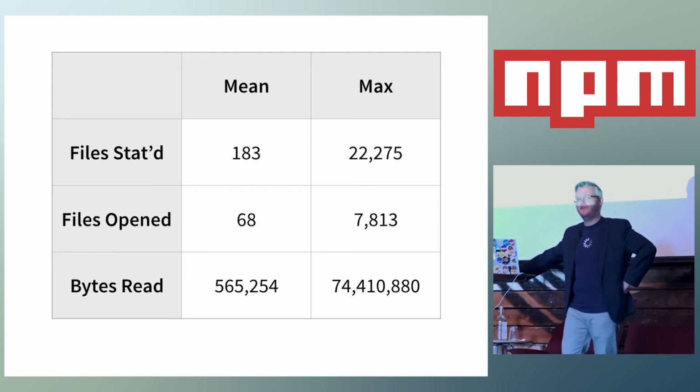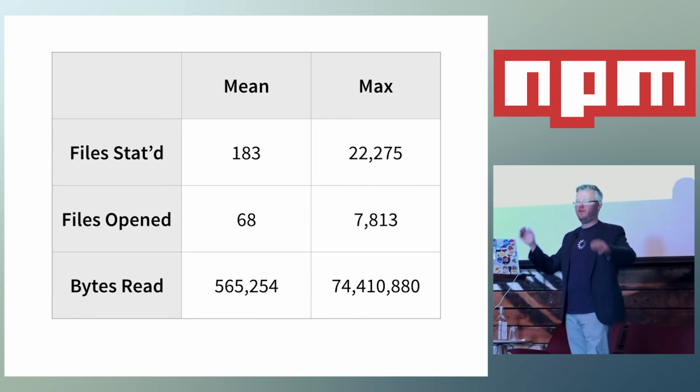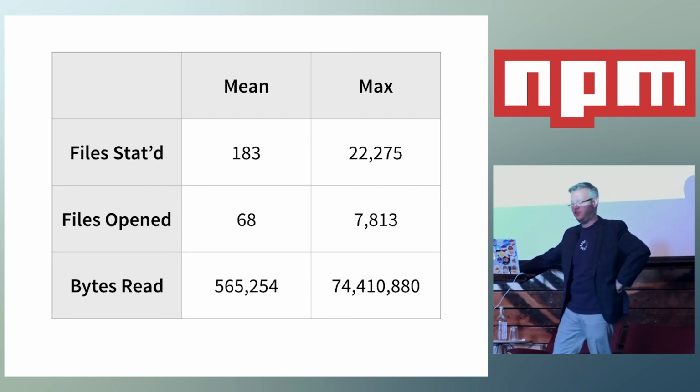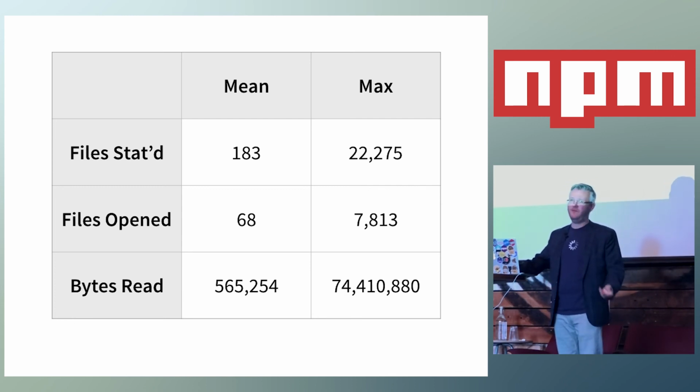But probably the interesting thing is how much data actually gets read. And that weighs in at just about 0.5 megabytes that actually gets read in. And the maximum is 74 megabytes. I'm thinking someone put their photo album in npm or something. I don't know.